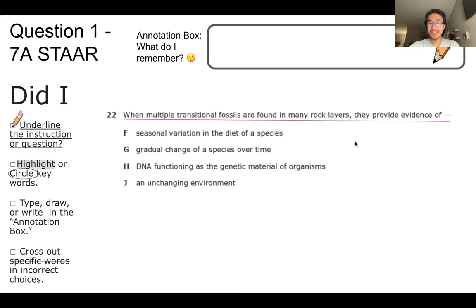Let's look at this question. It's underlining the question. We are to complete the sentence. When multiple transitional fossils are found in many rock layers, they provide evidence of, let's go ahead and highlight transitional fossils. We've been talking about this word. That's a key word. We know transitional fossils can show slow, gradual change. So we're not really looking at seasons, right? We're really thinking about millions of years. A season occurs within a year. That's a short time.